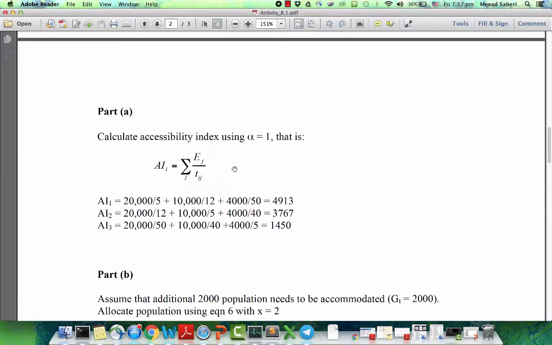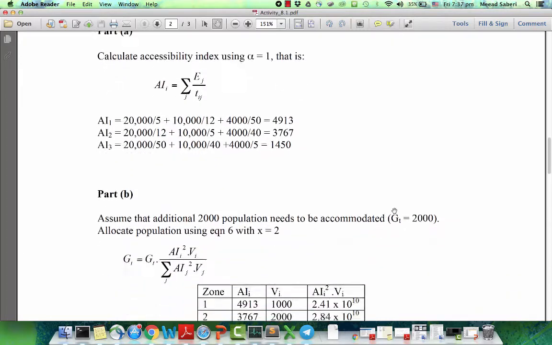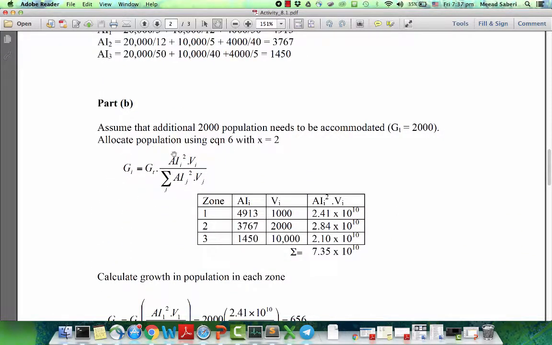In the second part of the problem, we're assuming that 2,000 additional people need to be accommodated in the city. So the population growth of the entire city is assumed to be 2,000. Now we would like to predict the growth in population in every zone, assuming that the exponent in Hansen's model is 2.